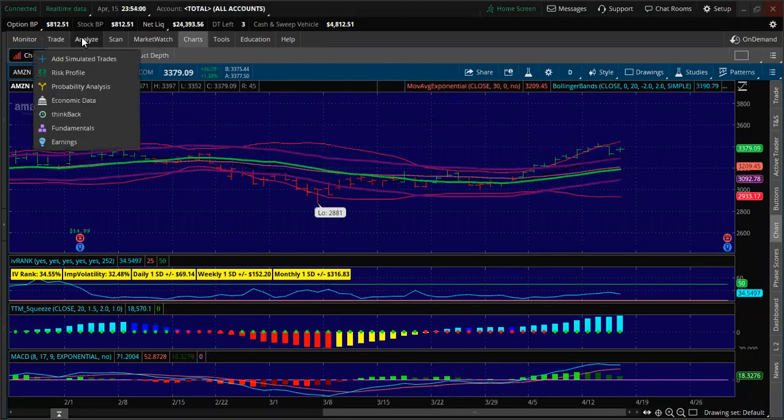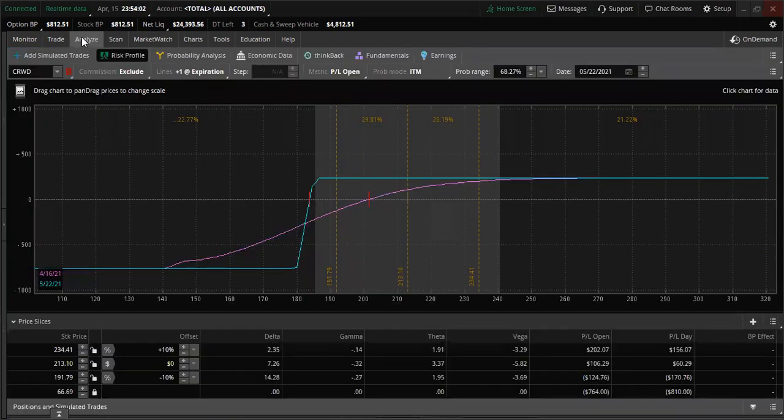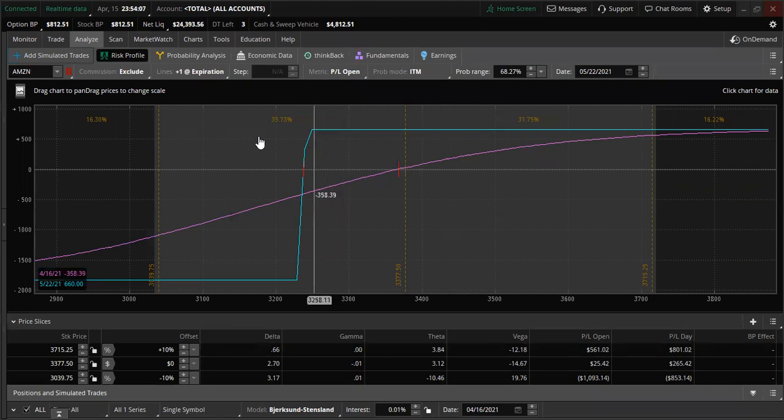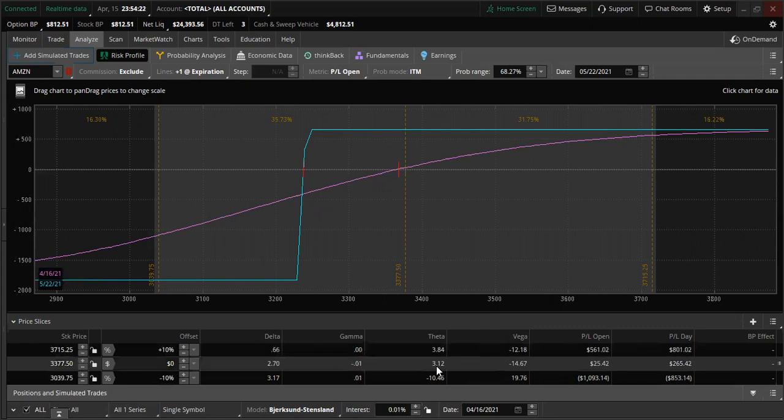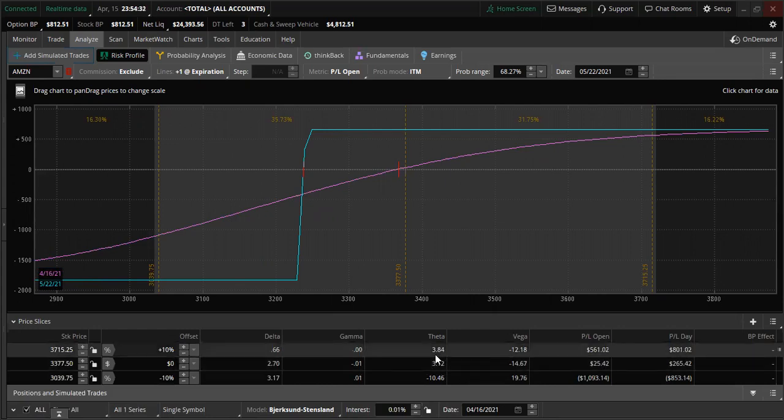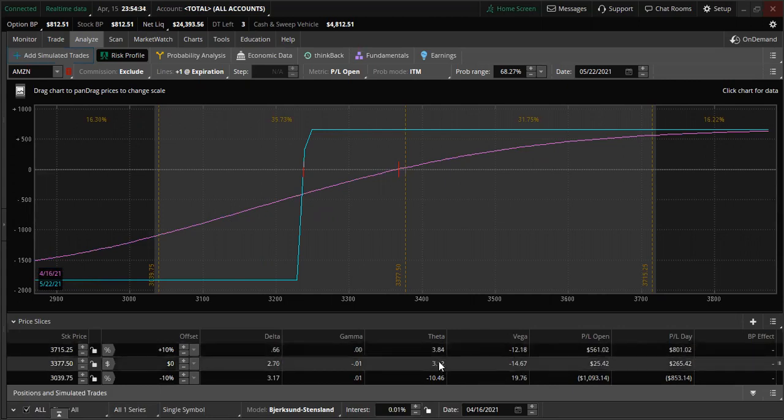And if we look at our Analyze tab, this gives me an even wider area where the price of the stock could land between now and expiration. And as you can see right here, every day that the price of the stock doesn't go down to the strike that I sold, I'm collecting $3.12 in theta decay.